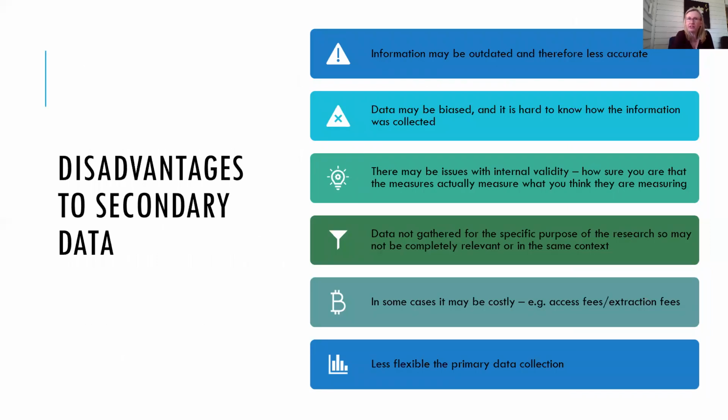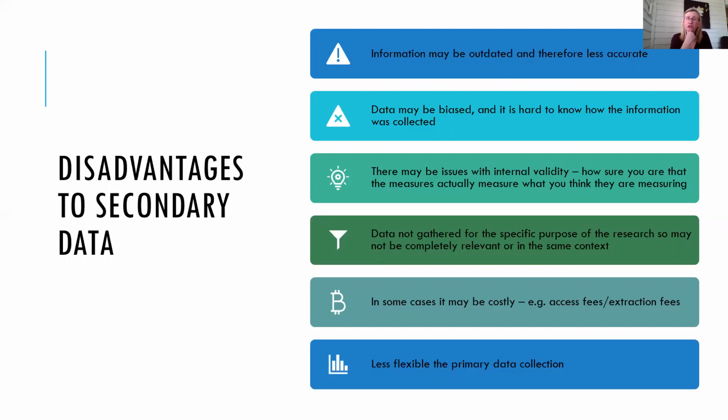Now, some of the disadvantages include these you see on the screen. Well, data could have been collected 10, 20, 30 years ago, and it could be a bit outdated. If we're using data from the national census, in America we do a census every 10 years. So information from a census could possibly be up to 10 years old when you're analyzing it. It wouldn't be as accurate as if you had data collected from today.